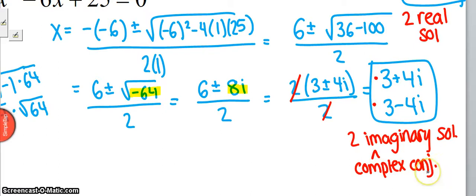And if you don't remember what complex conjugate is, this is from a previous video. It just means that same two terms, opposite sign in the middle. So really you have two complex conjugate solutions.